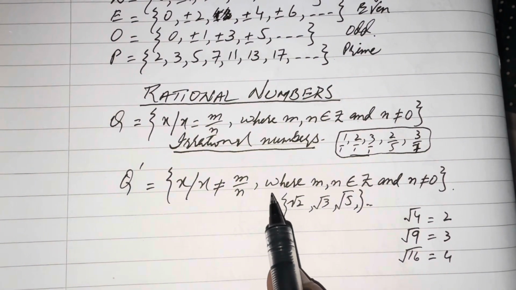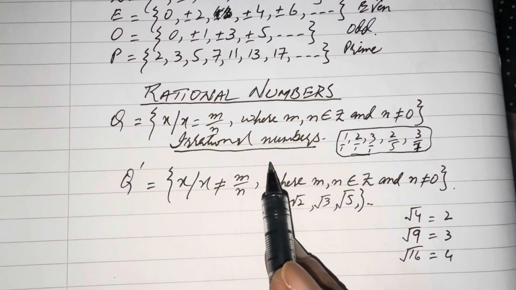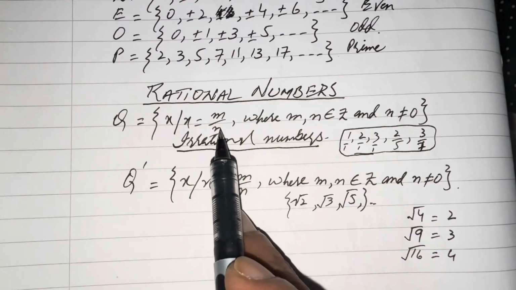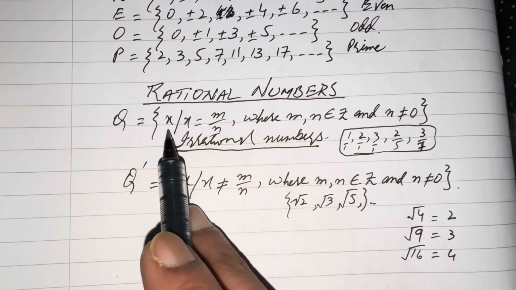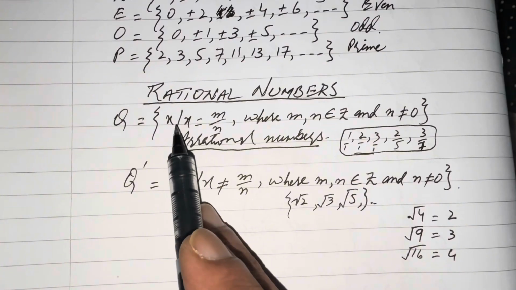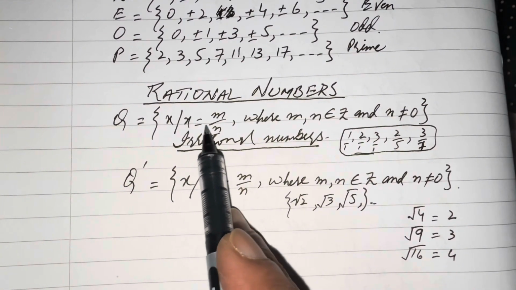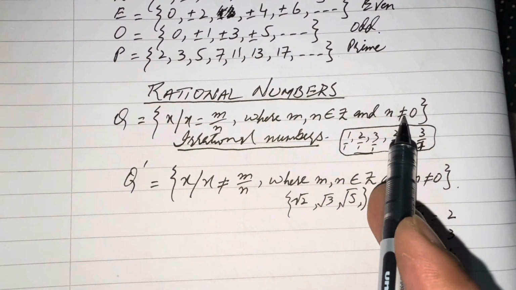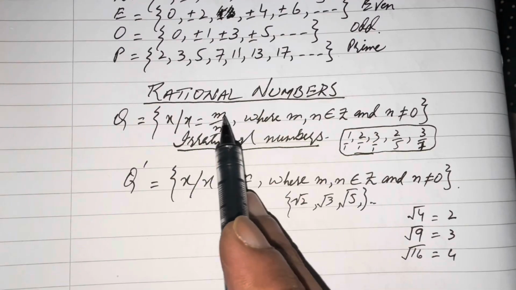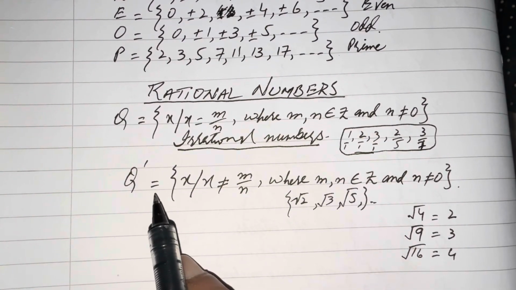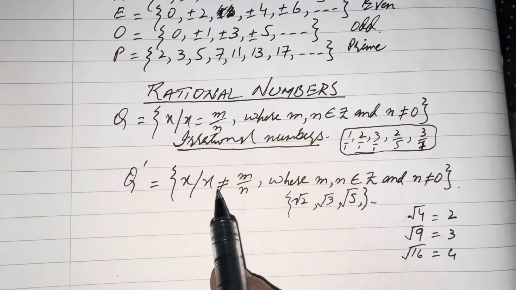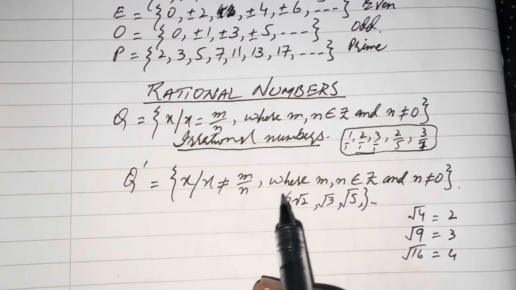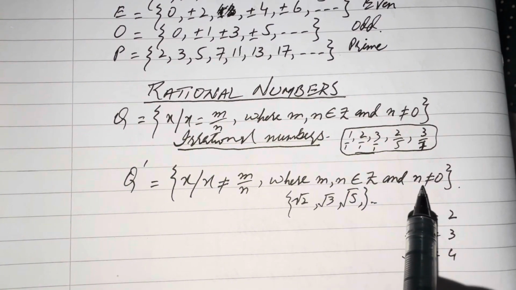So once again, I'm going to tell you about rational and irrational numbers. How can we write these rational numbers in the form of sets? So x, where x is equal to m over n, where m and n belong to integers and n is not equal to 0. So these kinds of numbers are called the rational numbers. And irrational numbers are those numbers that cannot be written as m over n form, where m and n belong to integers and n is not equal to 0.